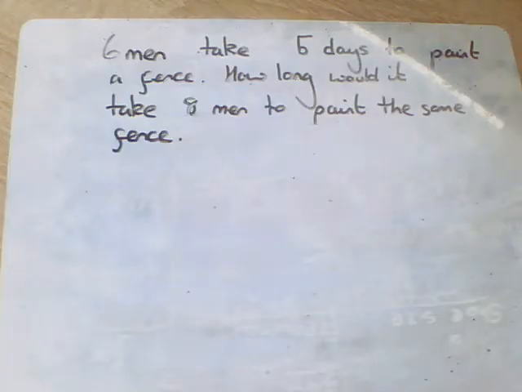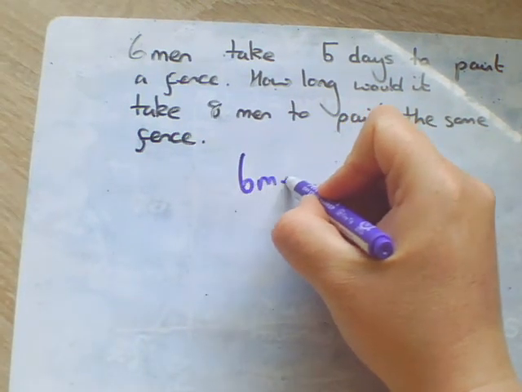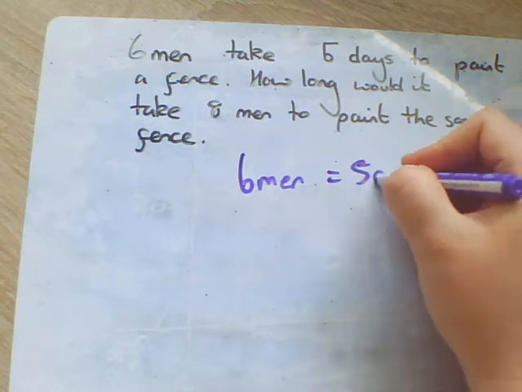Now this is probably one of the most common questions that gets asked, about painting a fence. I don't know why, it just is. I really wish this method had been shown to me when I was at school. I would have understood this so much easier. So 6 men take 5 days to paint a fence. How long would it take 8 men to paint the same fence? So 6 men take 5 days.